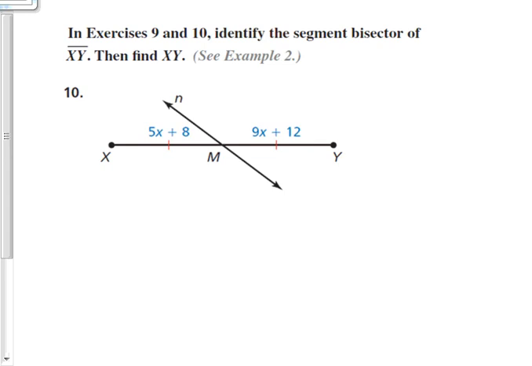xm and my are equivalent, they're congruent, they're the same because I have those tick marks representing that, those red tick marks on either side. So because those are the same, M is my midpoint, and because line N goes right through M, line N is my segment bisector.